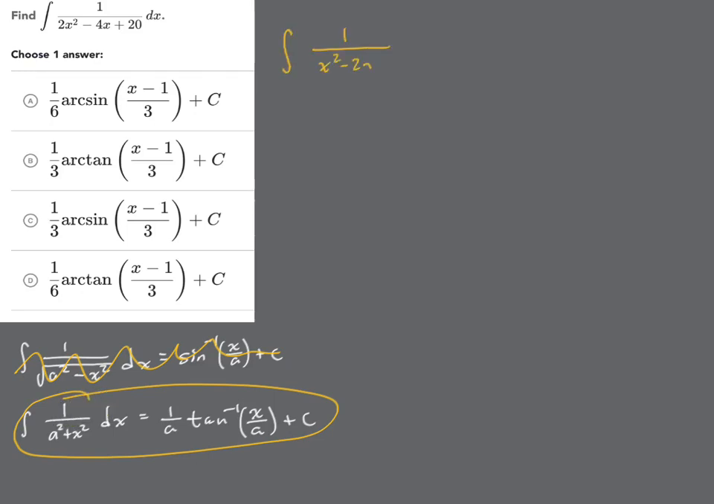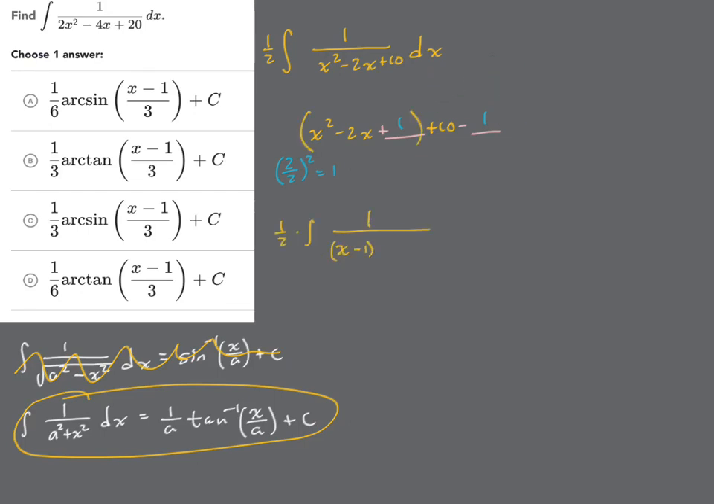So first I'm going to write it out, and you'll notice that I take out the 1 over 2. That is a scalar, and by doing that, now the x squared has a positive 1 next to it, which makes it eligible so we can complete the square. So to complete the square, you're going to add a blank and take away a blank from the polynomial in the denominator. And to do that, you take the 2, divide it by 2, and then you square it. We get 1. So we add the 1, then we take away the 1.